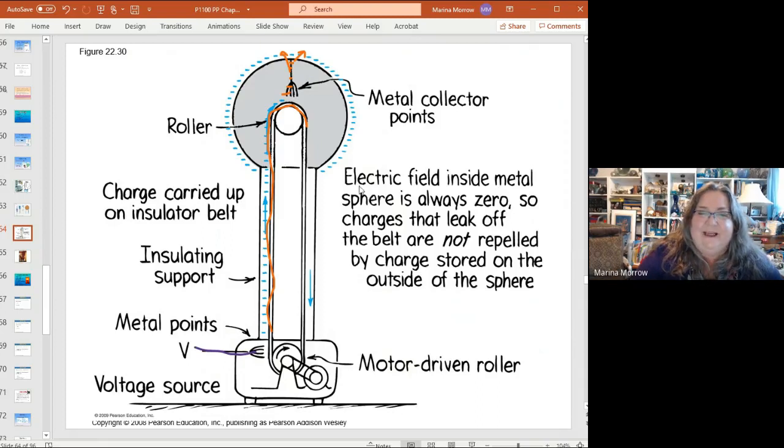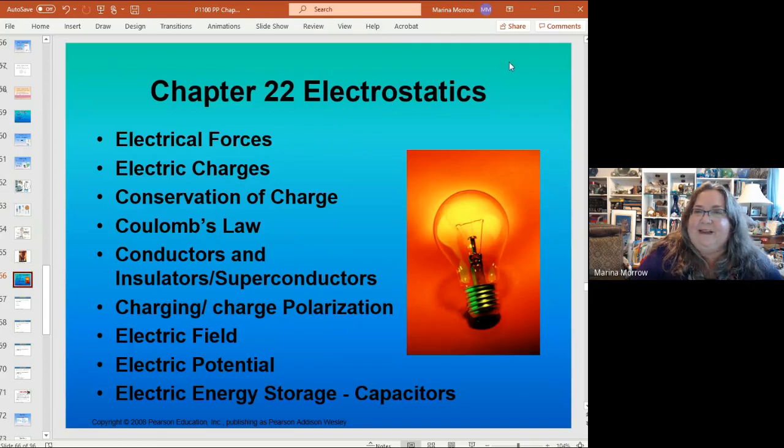Okay, so yes, the electric field inside the sphere is always zero. Inside a metal conductive surface is shielded. Okay, anyway, that's the end of the chapter. All right, so that was electrostatics.